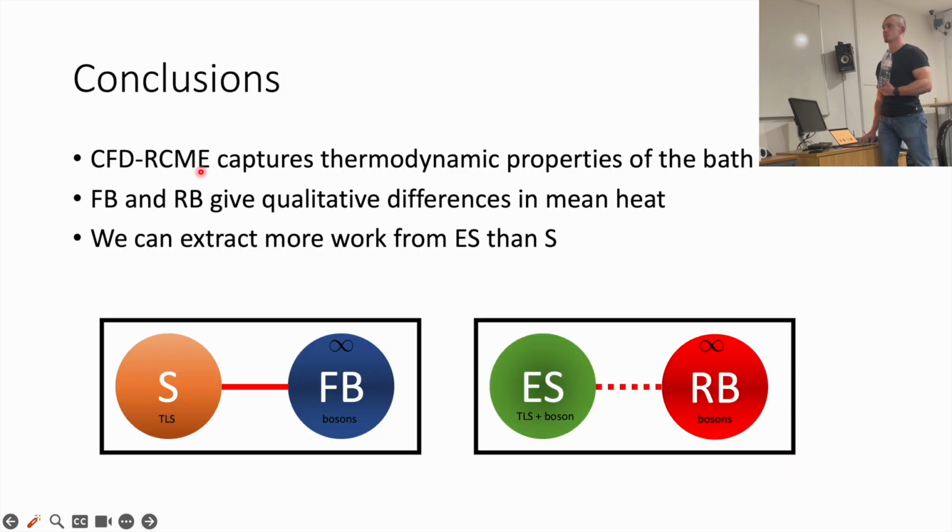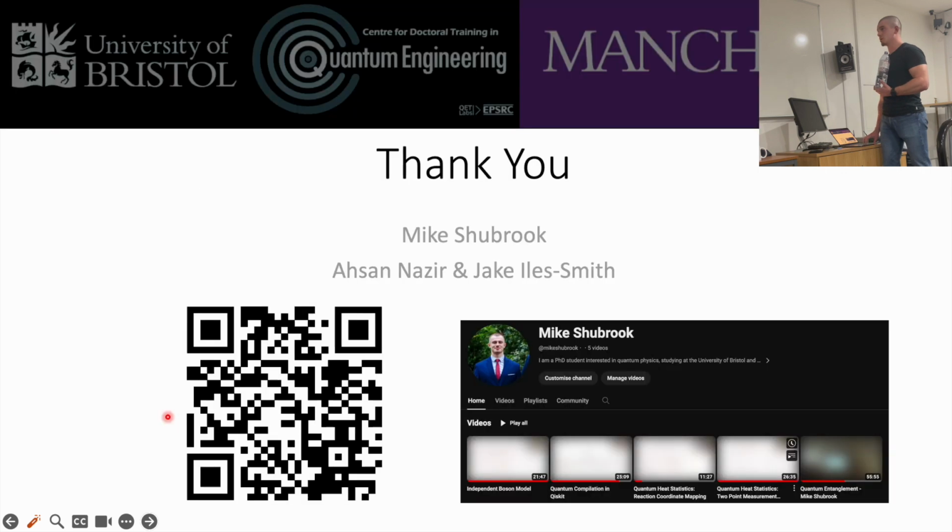So, conclusions. Our reaction coordinate master equation captures thermodynamic properties of the bath, right? The black and the blue lines look the same. That's basically what I'm saying. Our two different definitions of heat, being changes in the full bath and changes in the residual bath, give pretty significant differences in their mean. And we can also extract more work from this extended system than we can from this system here. So that's pretty much it.